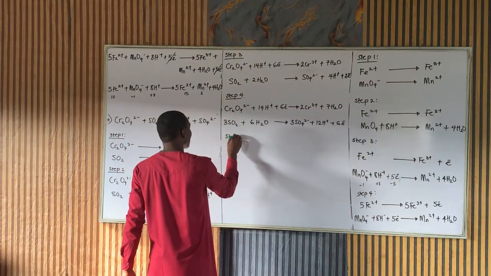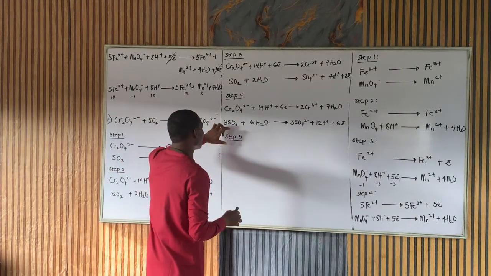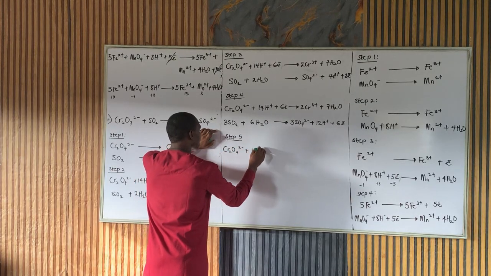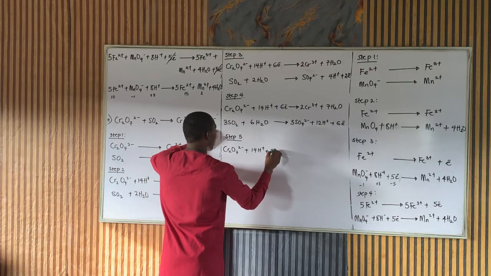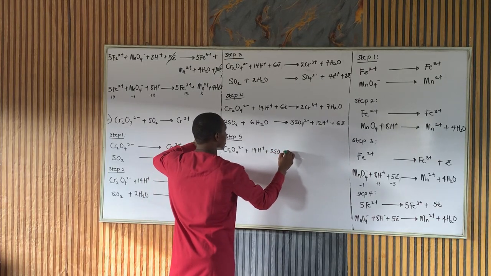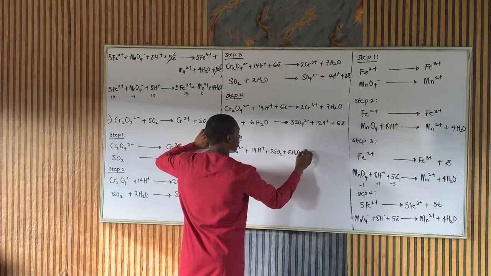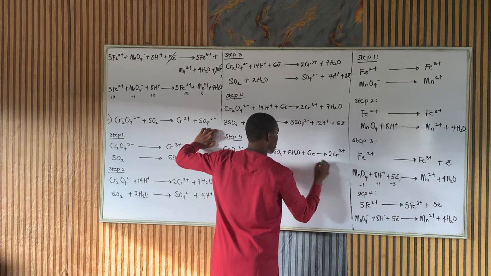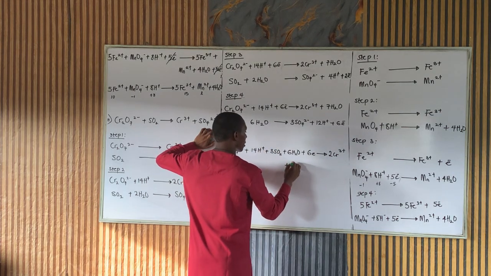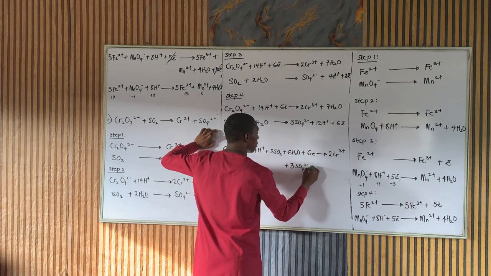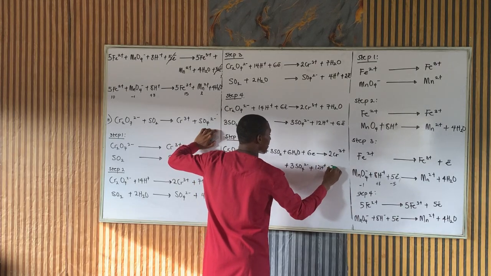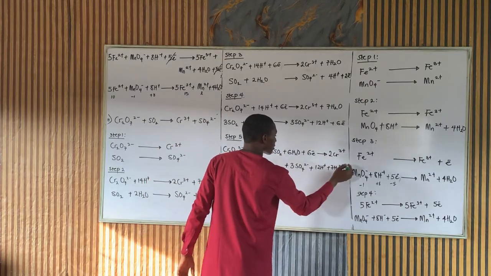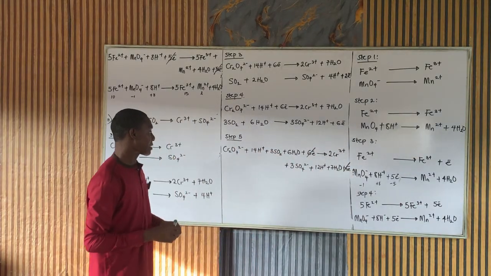Now step 5, which is the last step, add up. So I'm going to add this to this, and that will be Cr2O7 2 minus plus 14 hydrogen ion plus 3 SO2 plus 6 molecules of water plus 6 electron to give 2 Cr3 plus 3 SO4 2 minus plus 12 hydrogen ion plus 7 molecules of water plus 6 electrons. So right here, 6 electrons cancel out 6 electrons. First of all, that's settled.